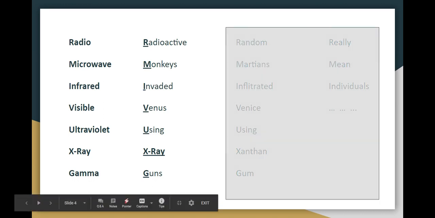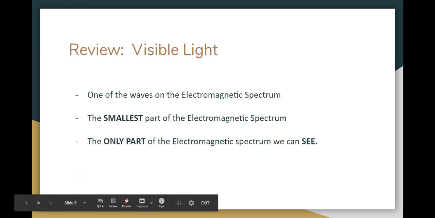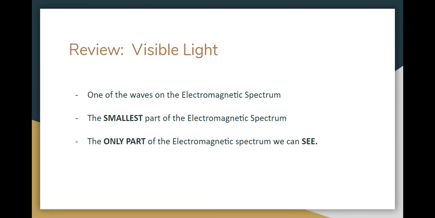So what we're really going to look at today is the visible light part of the spectrum. In our last class, we mentioned that visible light is one of those electromagnetic waves. It's part of the family, and it's the smallest part of the electromagnetic spectrum. It's a really, really tiny part, and it's the only part we can actually see. That's what's important, because we're going to talk about how we use visible light to see.